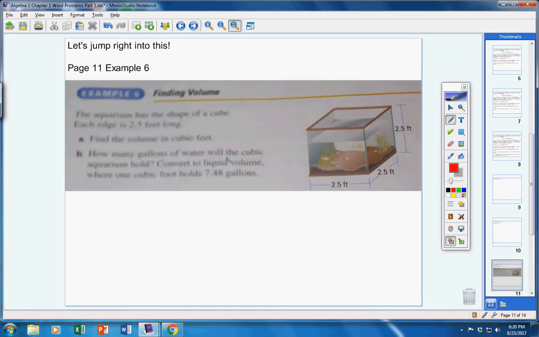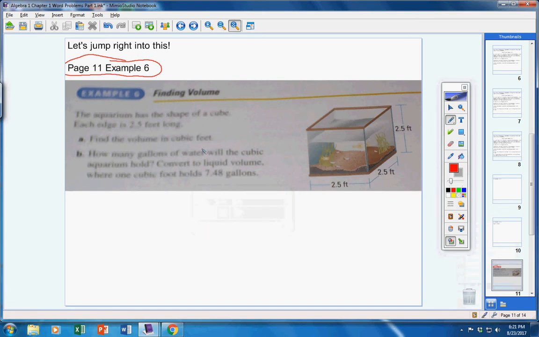Now here's the problem that we're going to solve. I would encourage you students to not copy this problem down, nor to copy this diagram, this picture. That'll take too much time. You have the textbook, so if I were you, I would just write in your notes, page 11, example 6, and then turn in your books to page 11, okay? So I would copy this in your notes, page 11, example 6, so that you know where the word problem came from.